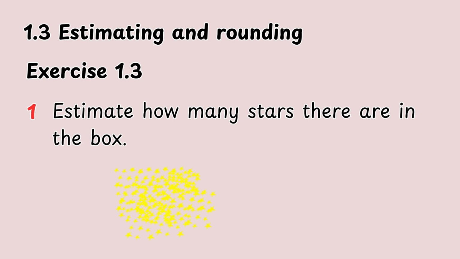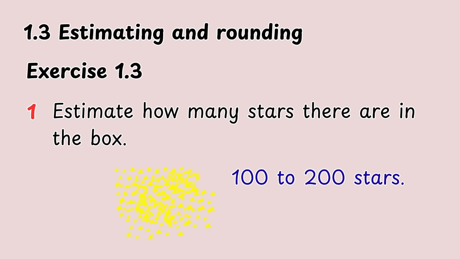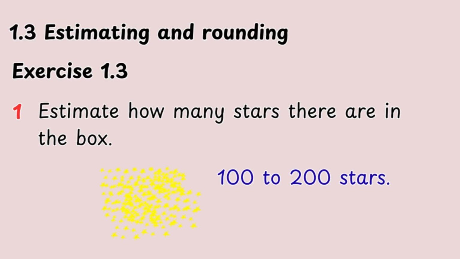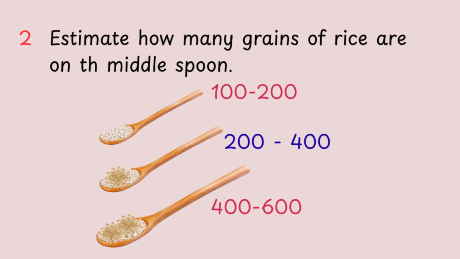1.3 Estimating and rounding. Exercise 1.3. Number 1. Estimate how many stars there are in the box. Around 100 to 200 stars. Question number 2. Estimate how many grains of rice are on the middle spoon. So for the first spoon, there are around 100 to 200, and for the third spoon, there are around 400 to 600 grains. So for the middle one, there are around 200 to 400 grains.